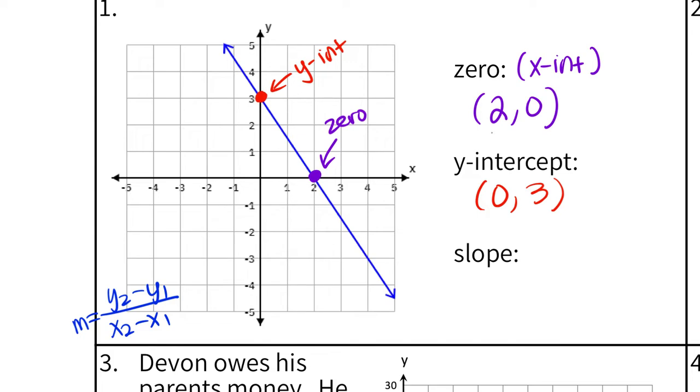So like right here is another good point. But if I already have these 2, let's not do more work than we need to. So I'm going to treat this as x1, y1, and the y-intercept as x2, y2. And let's just plug into this formula here.